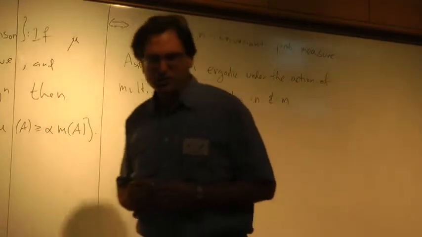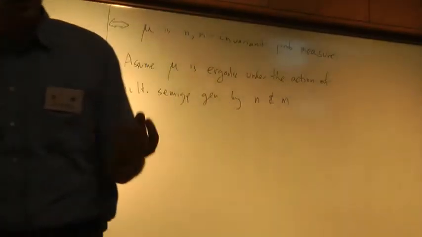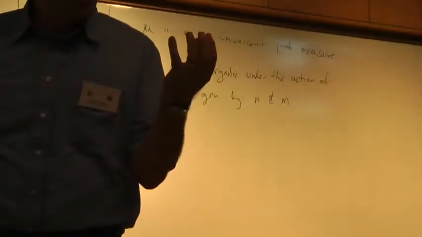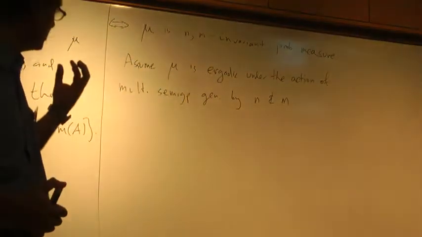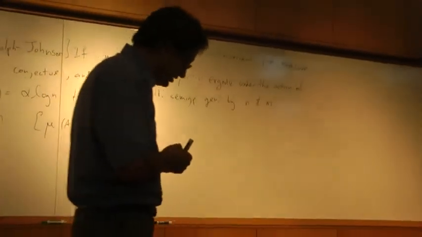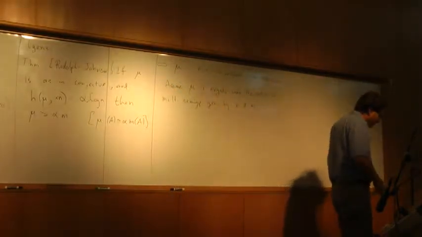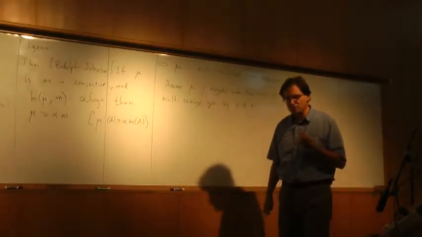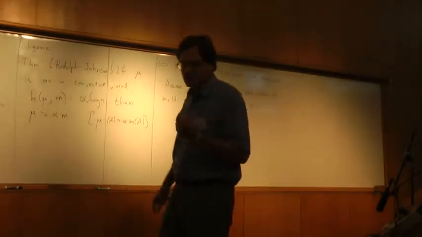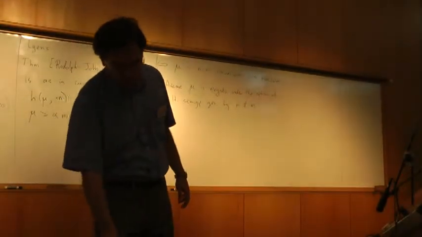Okay, what does ergodic under a semigroup mean? It means that if I have a set which is invariant under this whole semigroup, so if x is inside my set, then n to the k, m to the l x is inside my set, then such a set would have measure 0 or 1. That's what ergodic means in this context.